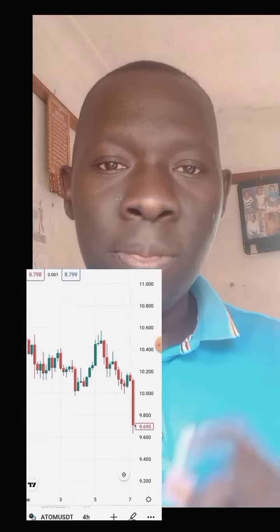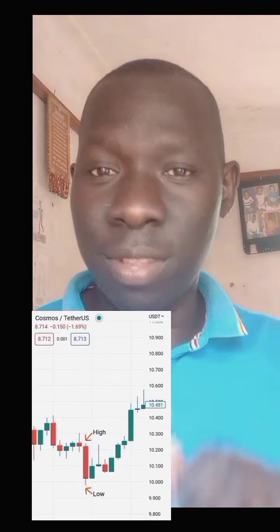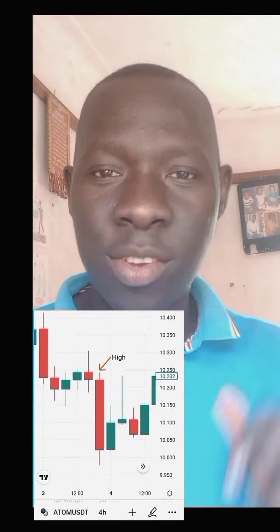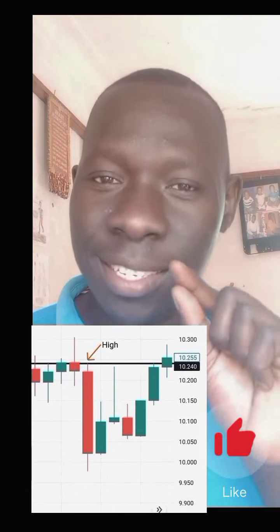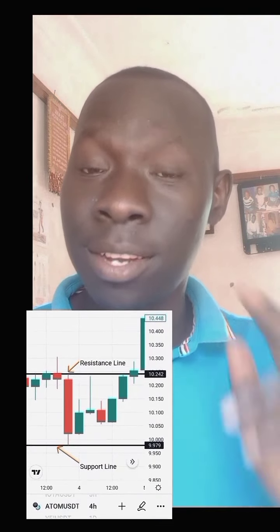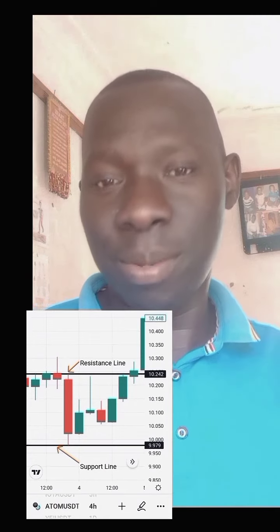Just what you need to do, identify the high of that particular candle, then identify the low of that particular candle. Then on the high of that candle, pick your horizontal line and draw that horizontal line to touch the high of that candle. Pick the same horizontal line, put it on the low of that very candle. Now you have your area of resistance and you have your area of support, or you have your line of resistance and then you have your line of support.